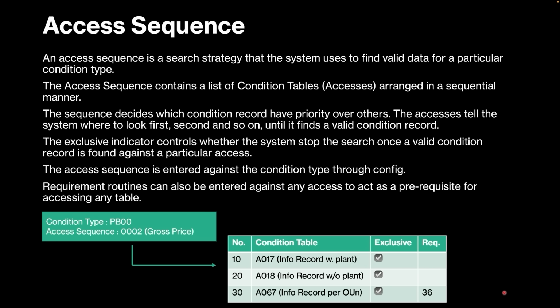Okay, we'll see all this in the system, then it will become more clear to you. But you can understand at this stage that the access sequence is basically a list of all the condition tables against which you can maintain the condition record. This access sequence is used to retrieve the condition record from the system.